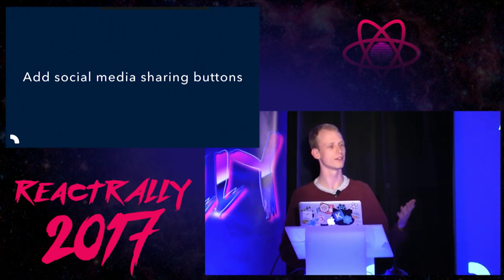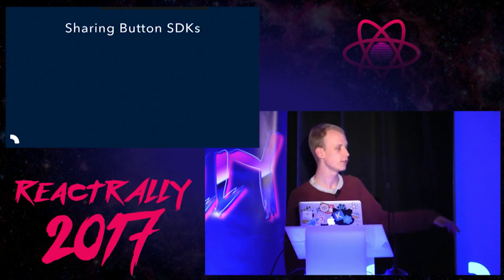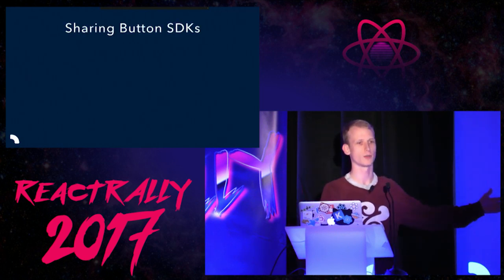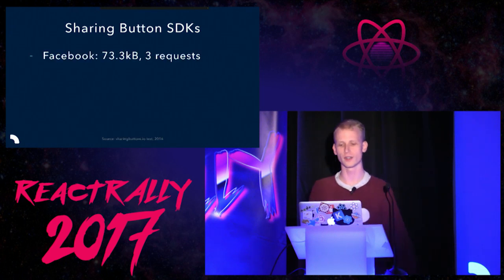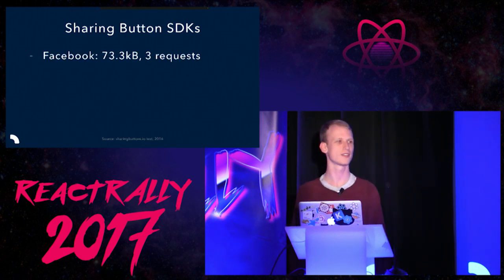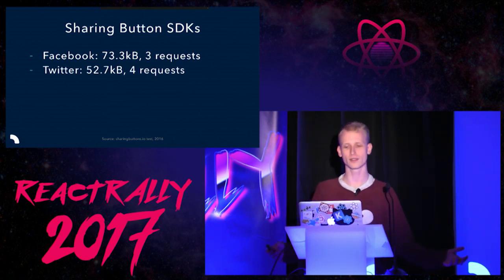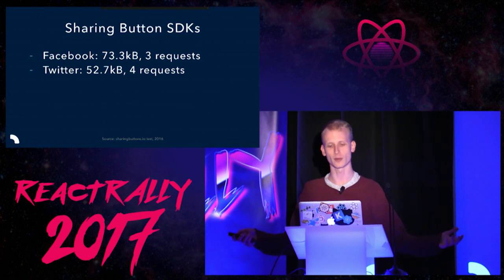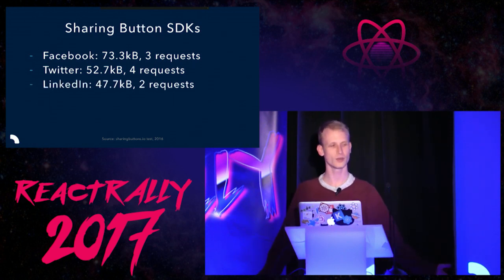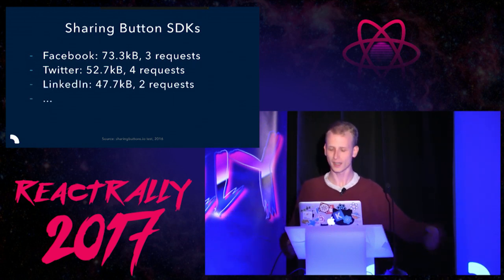The issue is that that code snippet is a JavaScript file. So I tried all of the different social networks, and they're massive. If you try and render an official Facebook share button, you're loading 73.3 kilobytes of JavaScript, and you're doing 3 network requests. The same thing applies to Twitter, right? For Twitter, you're loading 52.7 kilobytes of JavaScript and doing 4 network requests. For LinkedIn, 47.7 kilobytes and 2 network requests. And I could go on and on and on.